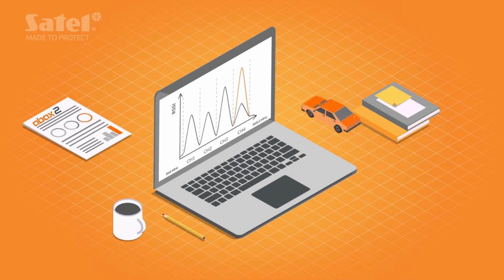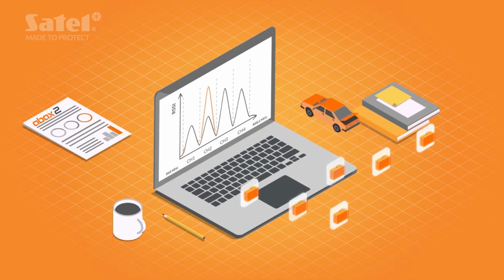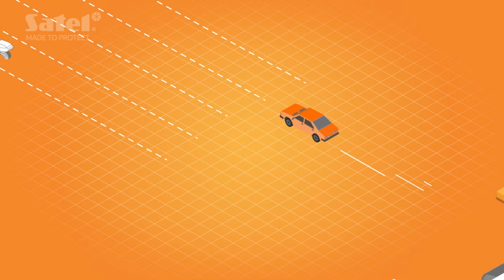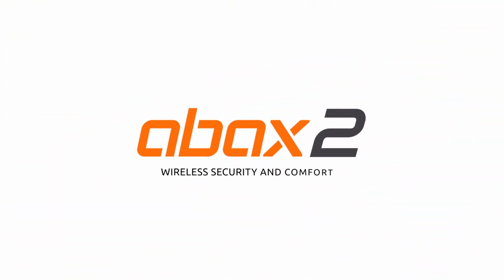In addition, devices can transmit more data per unit of time. As a result, communication between them is secure and extremely effective. ABAX 2 – Wireless Security and Comfort.